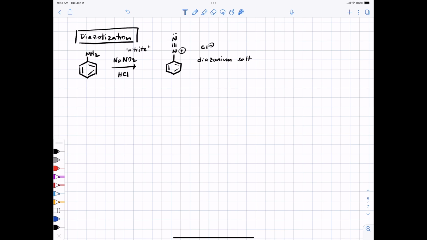All right, so what's going on here? Well, let's draw first the structure of nitrite. Okay, that's the nitrite ion. We're in acid, so you should be able to see how it would be pretty easy to make that, nitrous acid. Maybe you saw that before in general chem. HONO?